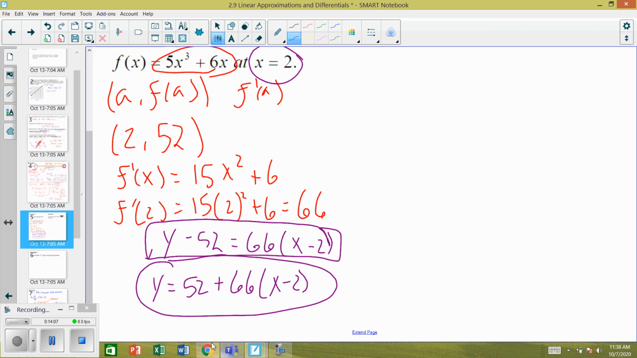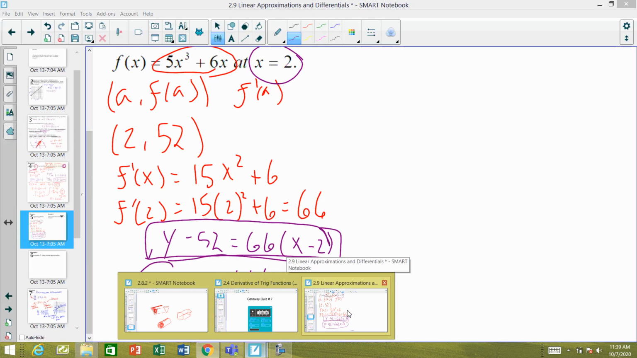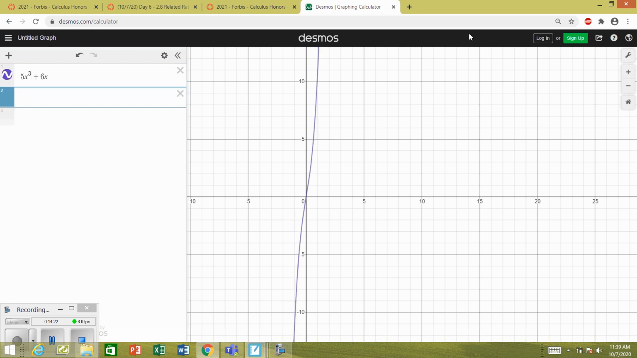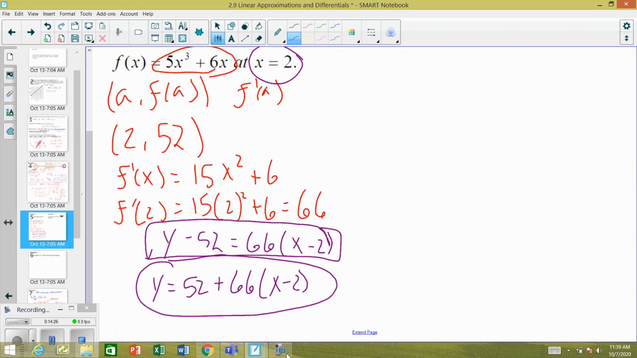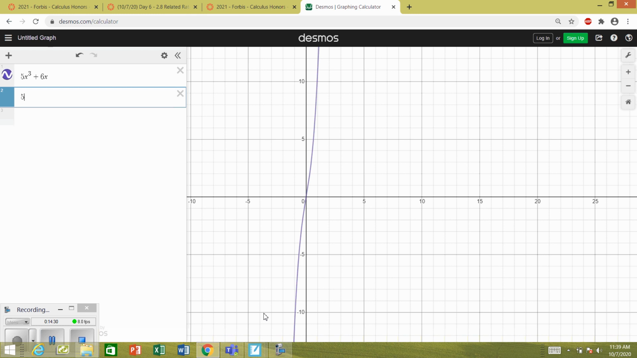So, graphically, let's look at this. We've seen this before. We've done tangent line graphs before. 5x cubed plus 6x. And then the linear approximation was 52 plus 66 times x minus 2.